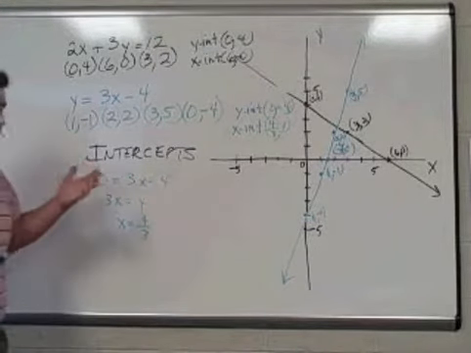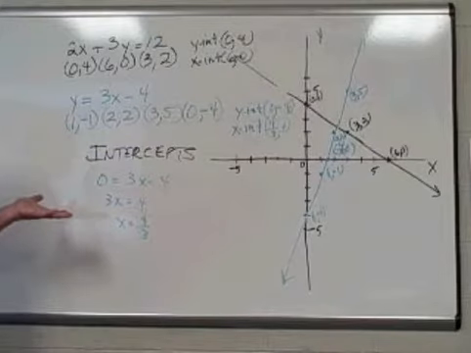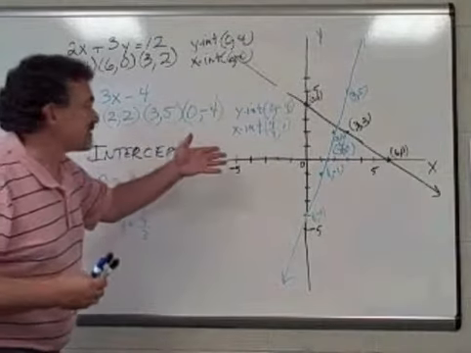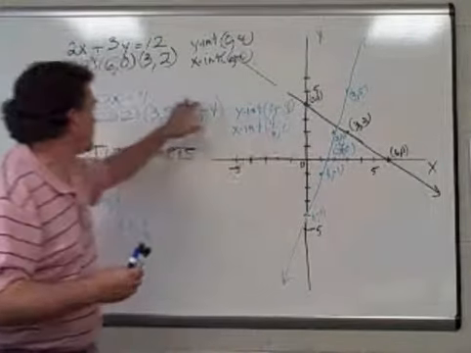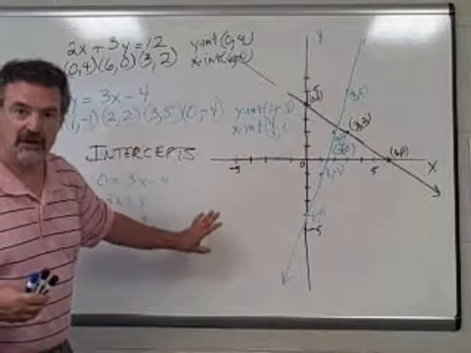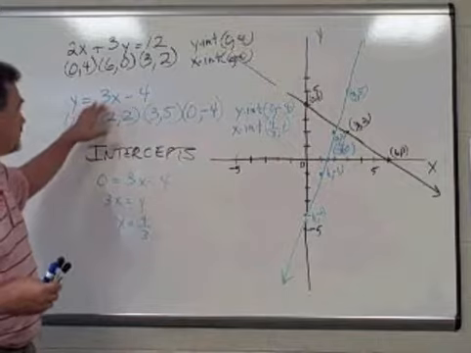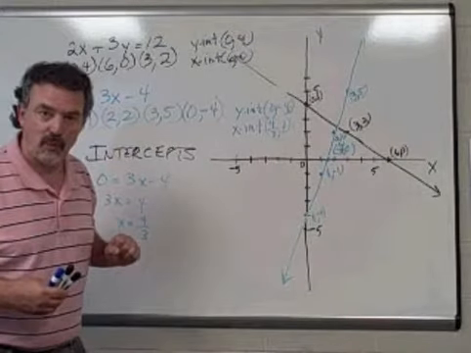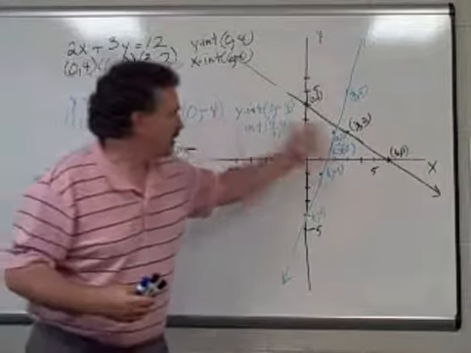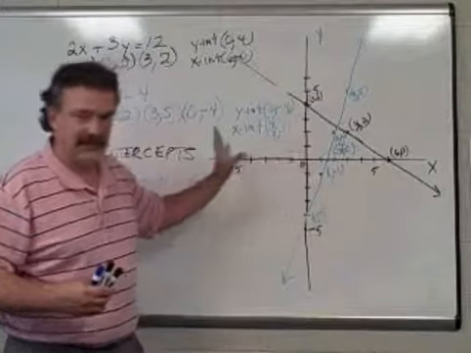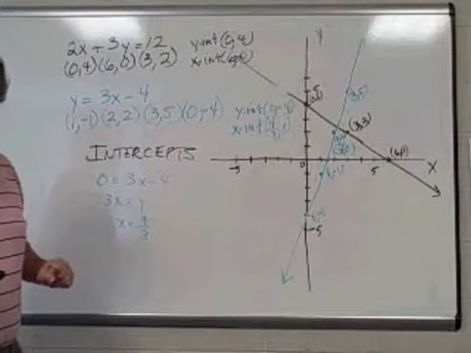In fact, that's one way you can always find the intercepts. To find the x-intercept, let y be 0 in the equation and solve for x. To find the y-intercept, let x be 0 in the equation and solve for y. And you'll always be able to find the points where the line crosses the x or y axis.